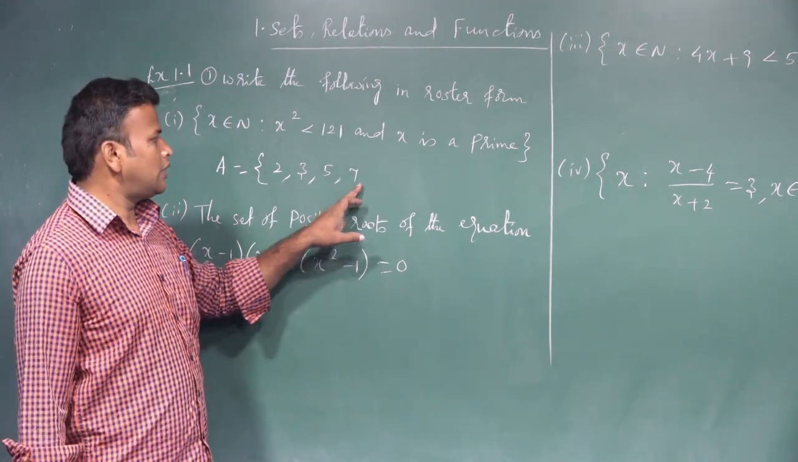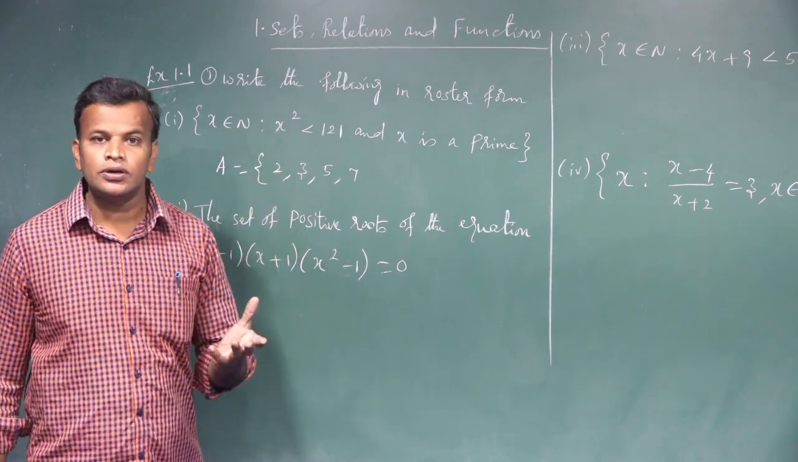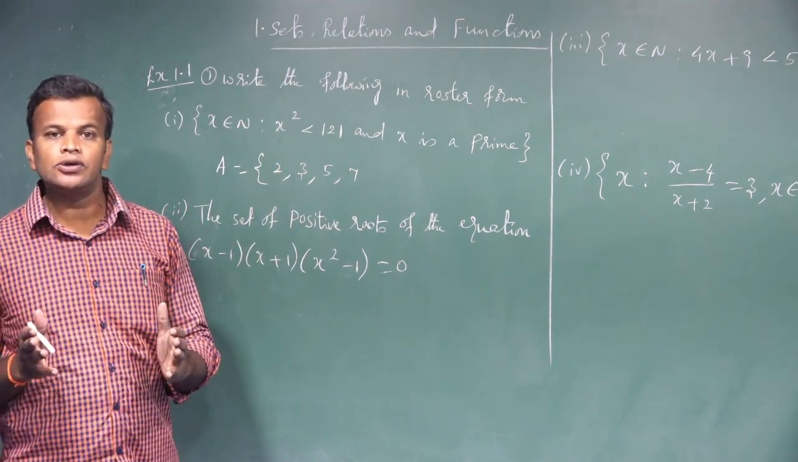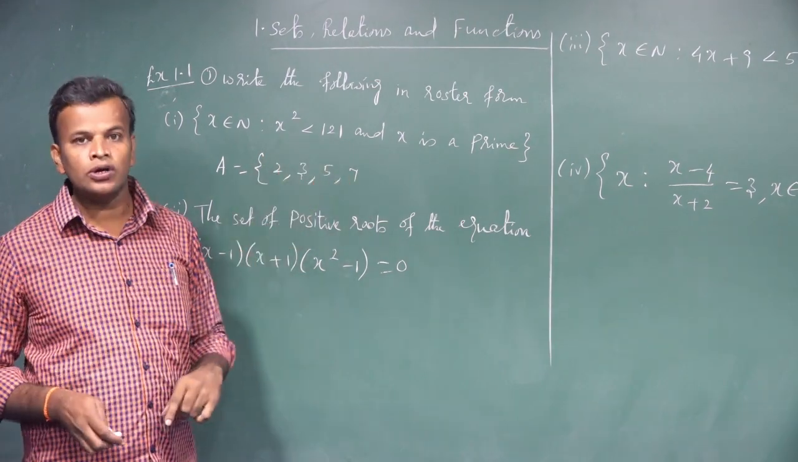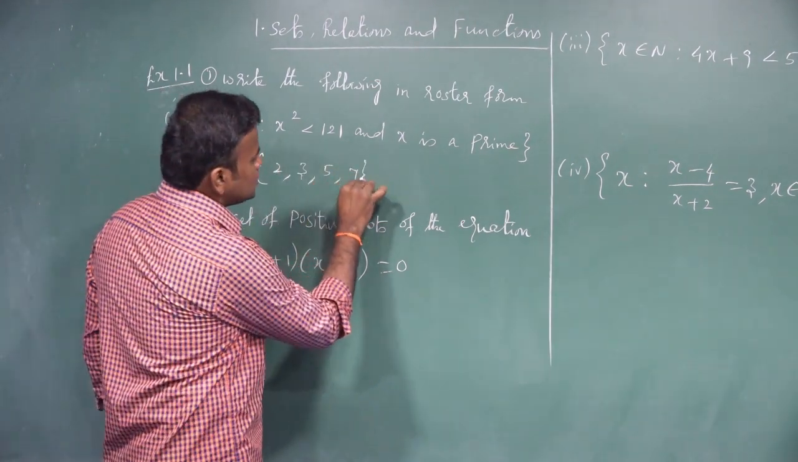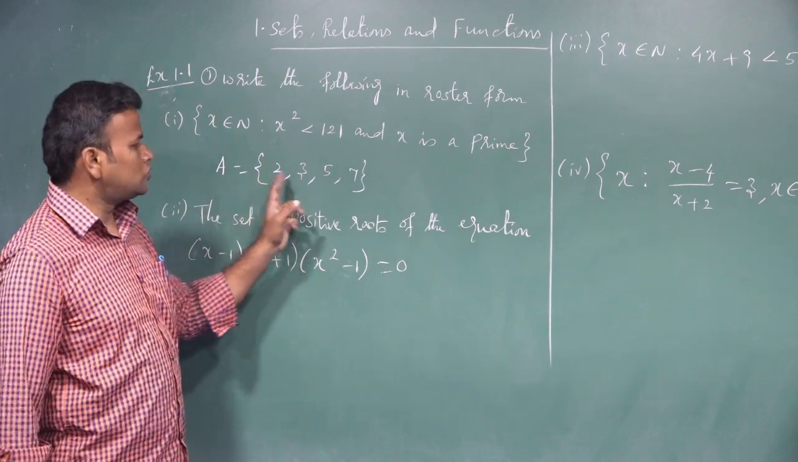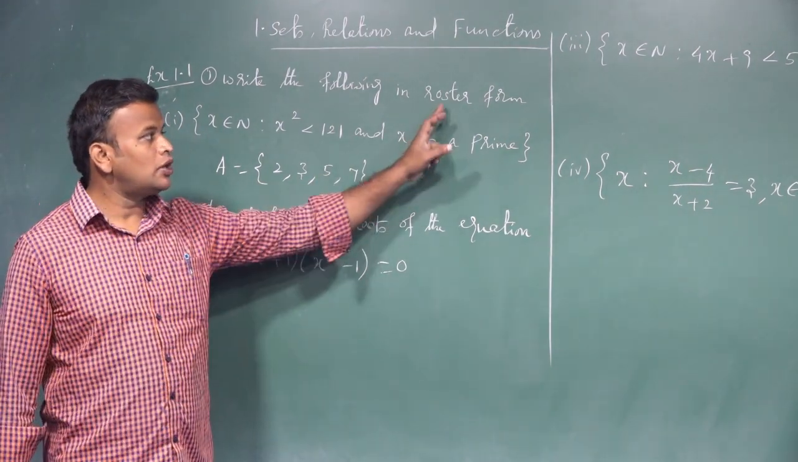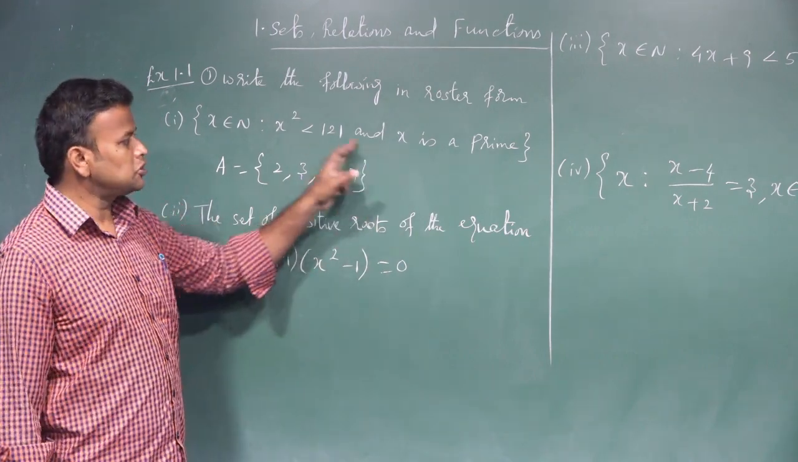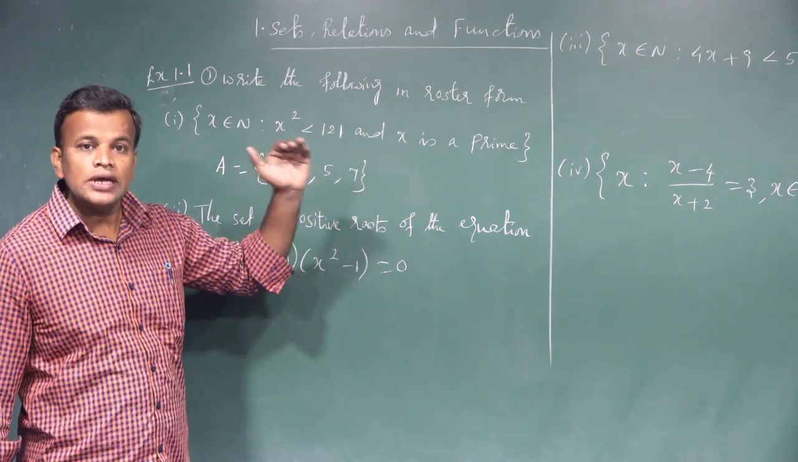Suppose we write here 11. The value of 11 square is 121. 121 is exactly equal to 121, but our condition is that the square is less than 121. So set A contains just 4 elements: 2, 3, 5, 7. So when we write the set in elements form, it is called the roster. What is the name of the earlier form? It is called the set builder form.